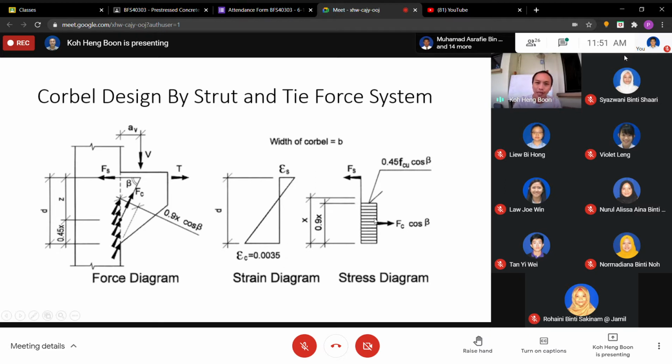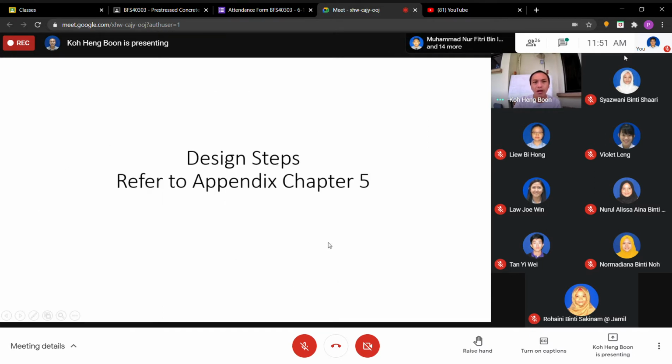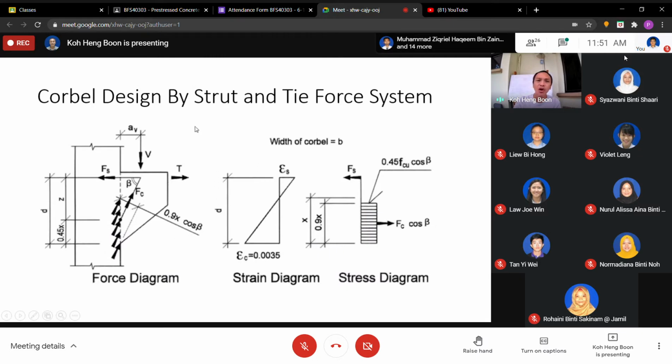This is under stress. We are dealing with the unit stress rather than the force. In this case, this is the stress, so the stress we have to multiply by a cos beta. So from here, based on this stress block diagram, actually we can derive the equation.